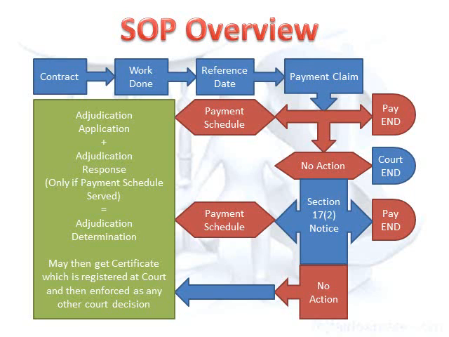In the flowchart on the screen, the blue refers to the person claiming the payment, the reddish brown to the client, and the green is for the adjudication process.